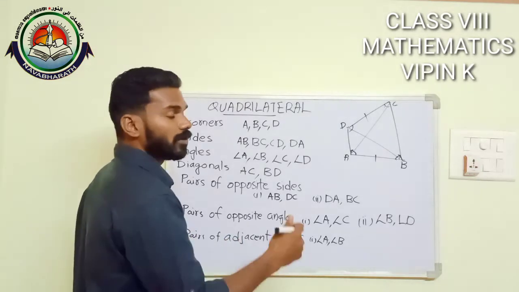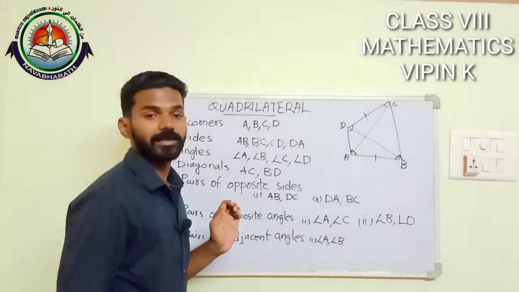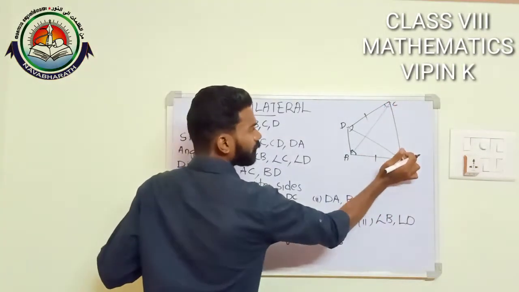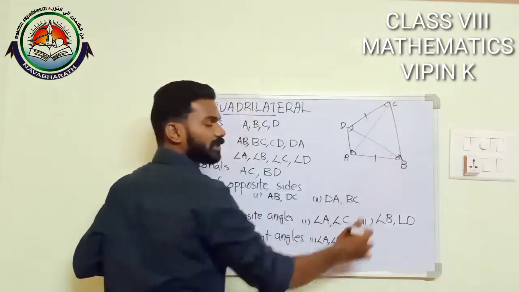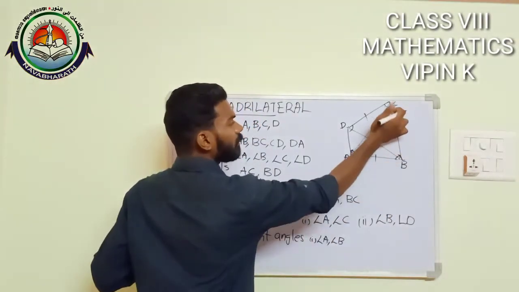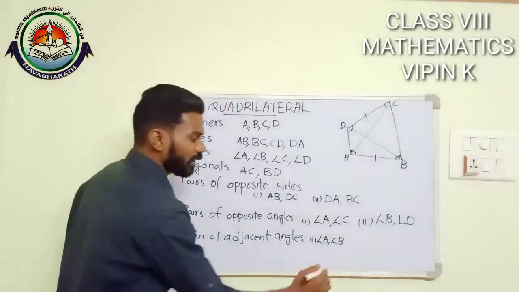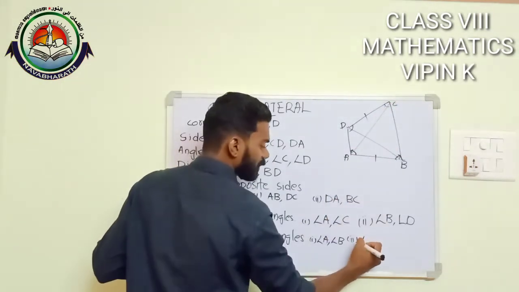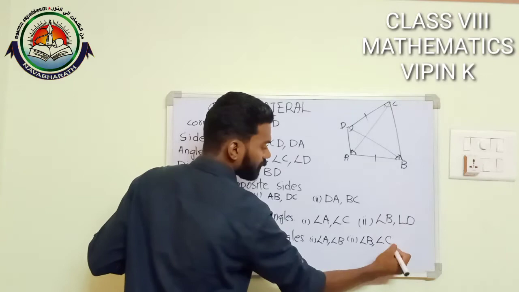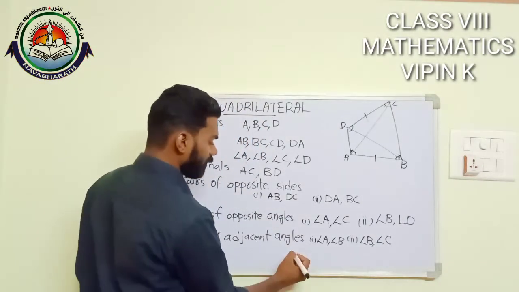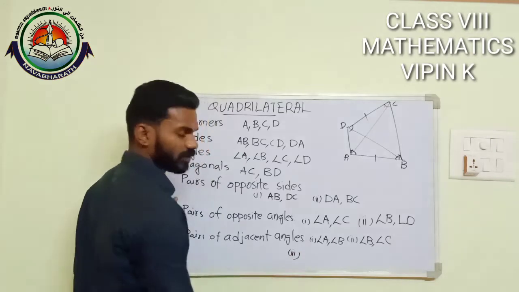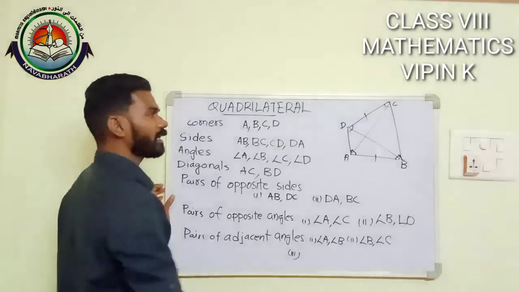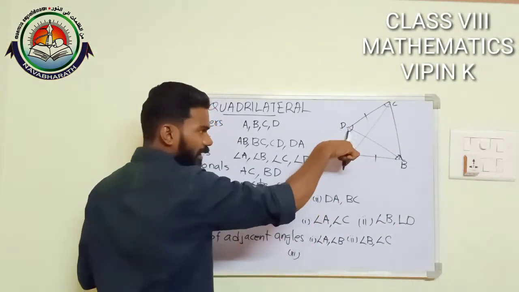Clear? So tell me which are the adjacent angles when we consider the side BC. One angle is formed here and one angle is formed here. So the next pair of adjacent angles is angle B and angle C. Clear? Now the third pair of adjacent angles. This is the third side, CD, and the adjacent angles are angle C and angle D.